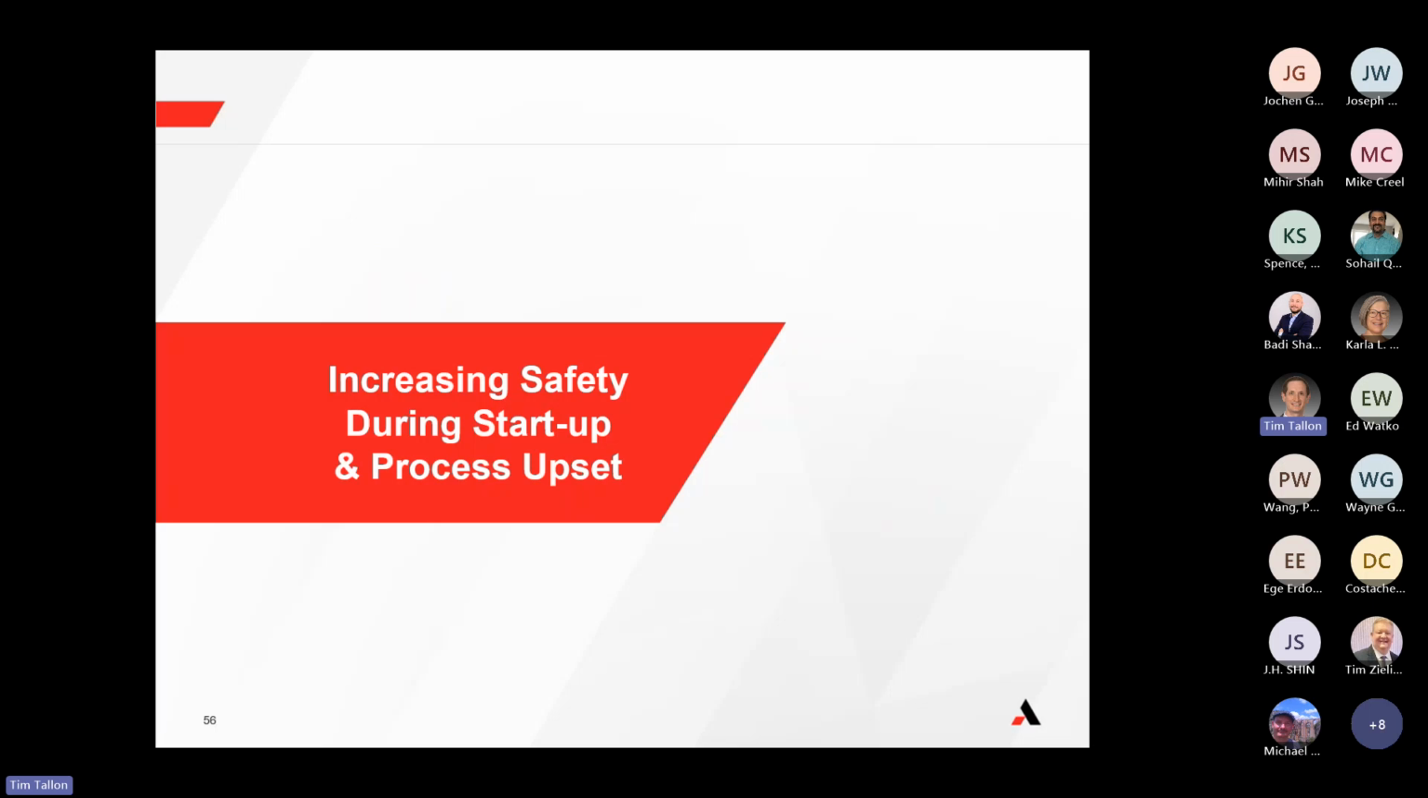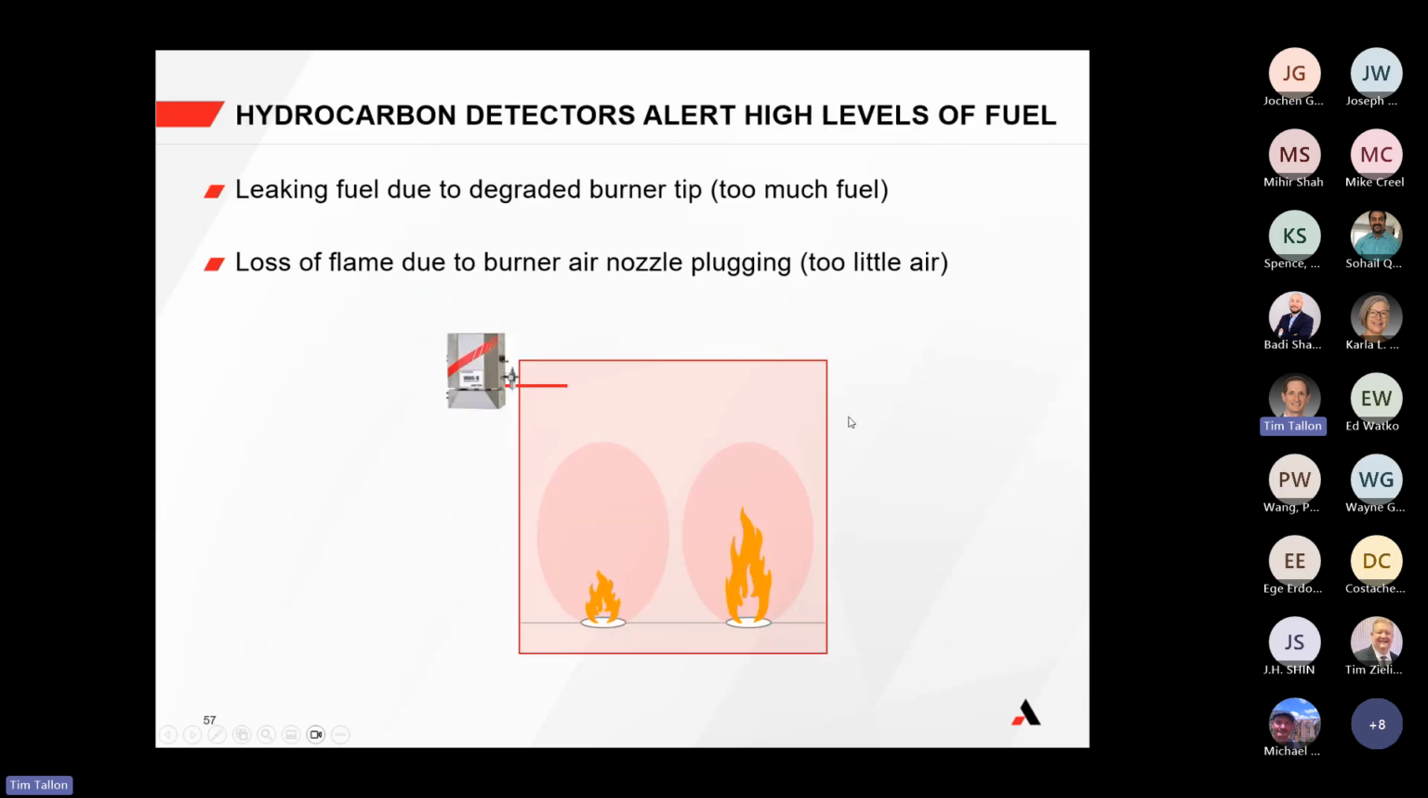And now next, let's talk a little bit about increasing safety during startup and process upset. One thing that is important to think about during startup, and also during normal operation, is how do you know if you have a burner that's leaking, or how do you know if you have a loss of flame, or in some cases, depending on the type of fluid that you have in your tubes, how do you know if you have a tube leak of some sort?